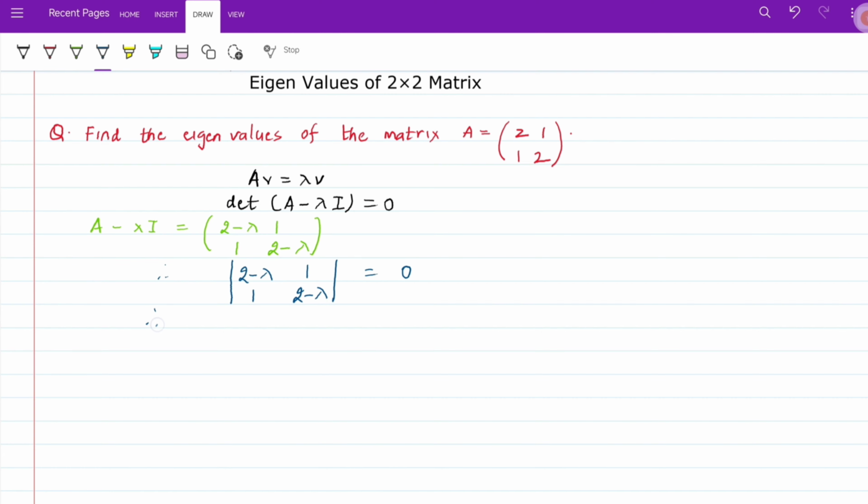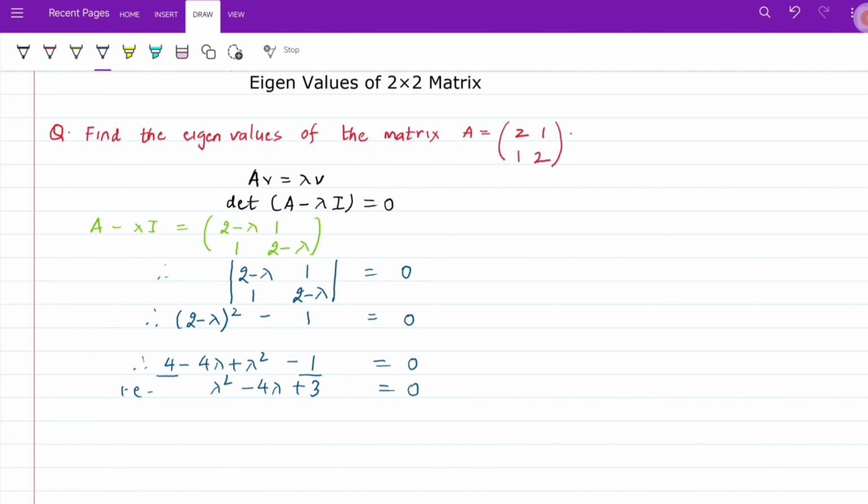On solving the determinant, we get 2 minus λ multiplied by 2 minus λ, that is the square of (2 minus λ), minus the square of 1, which is 1, equal to 0. Simplifying the first expression, we get 4 minus 4λ plus λ squared minus 1 equal to 0. That gives us λ squared minus 4λ plus 4 minus 1, that is 3, equal to 0.